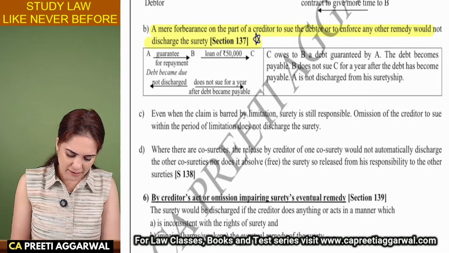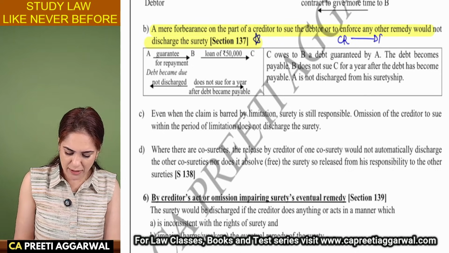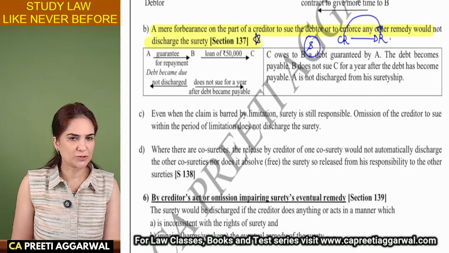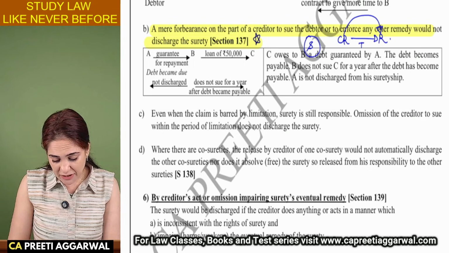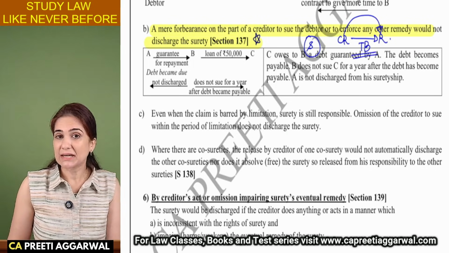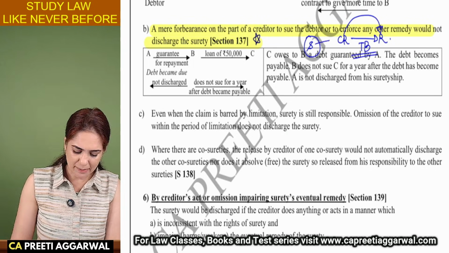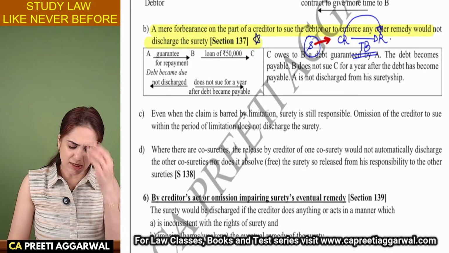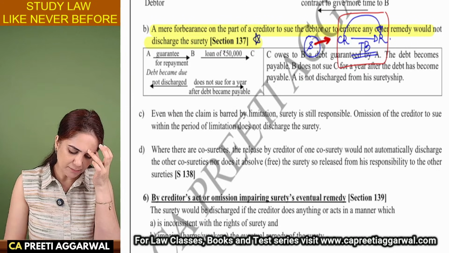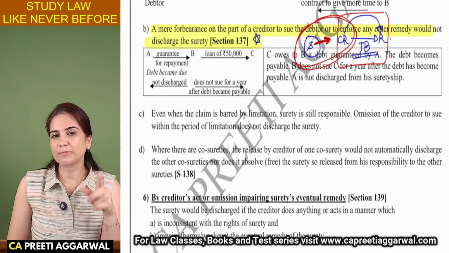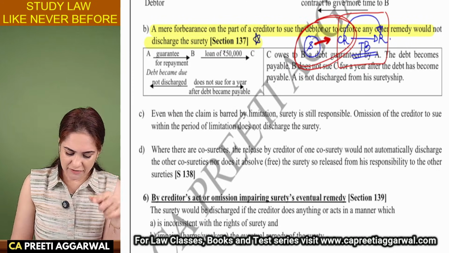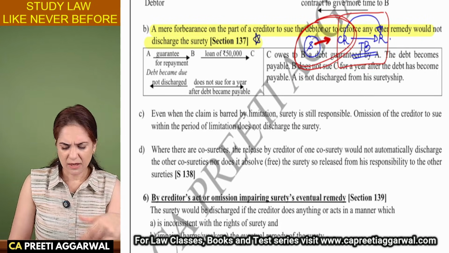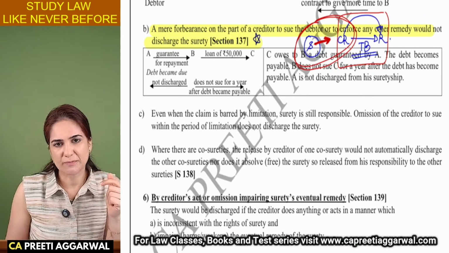So like I have time limit of 3 years. Now it's only 1 year, but I have not filed case against the debtor. Doesn't mean that the surety is discharged. Surety, even if the main debt becomes time barred, you are still liable to the creditor. You will pay that time barred debt to the creditor. See, the main debt has become time barred. Your contract has not become time barred. So even if the main debt becomes time barred, surety will pay the money to the creditor and then later on he can recover it from the debtor.